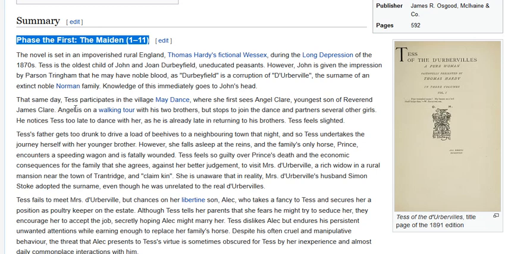That same day, Tess participates in the village May Dance. May Dance is a festival which is celebrated for harvesting.